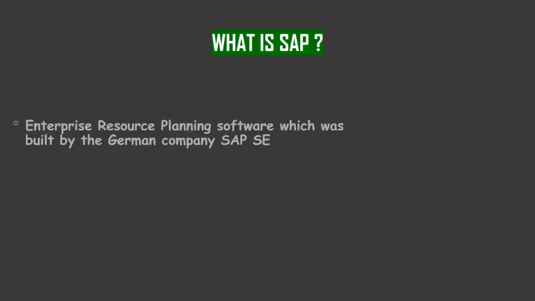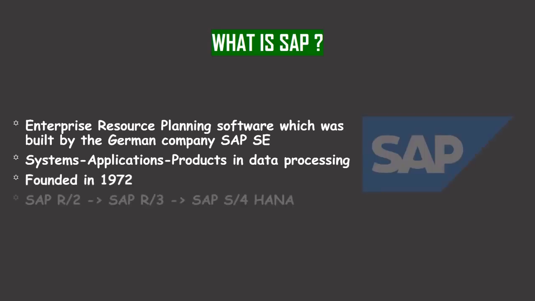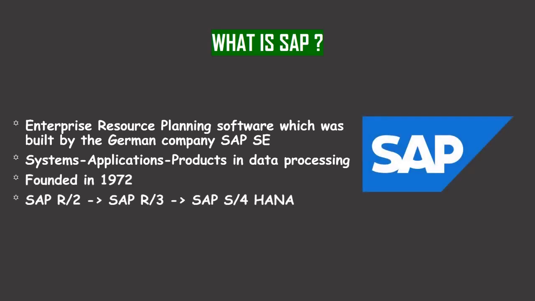So what is SAP? Let's look at SAP. SAP is an enterprise resource planning software, built by the German company SAP SE, which stands for Systems, Applications, and Products, and it was founded in 1972. Now, if you look at SAP S/4HANA, that's the main one.